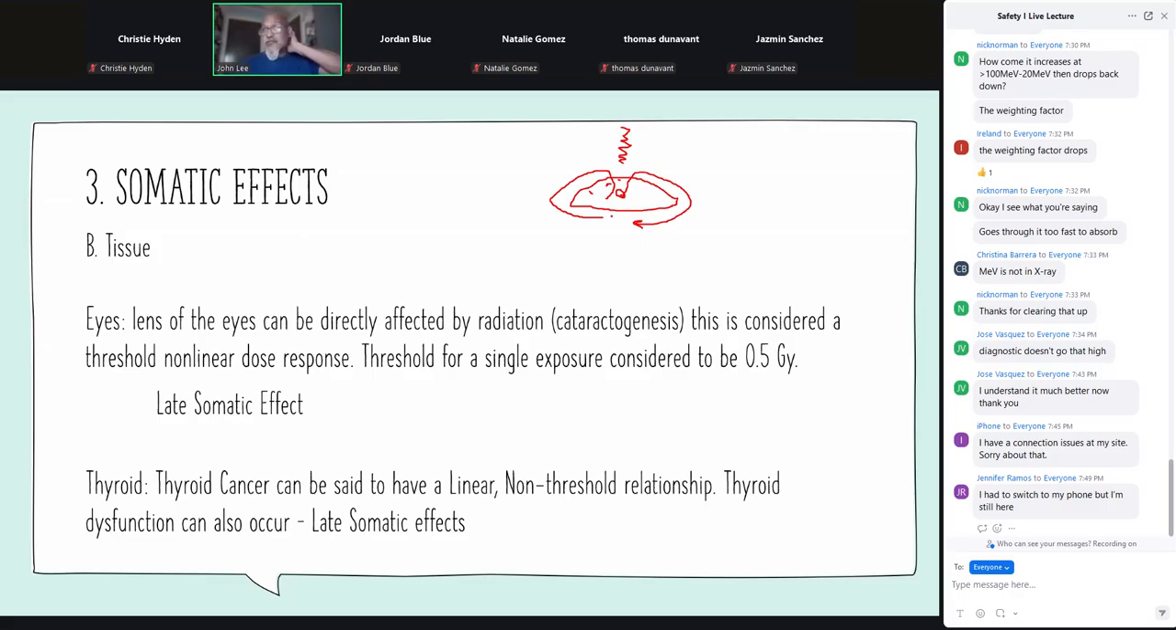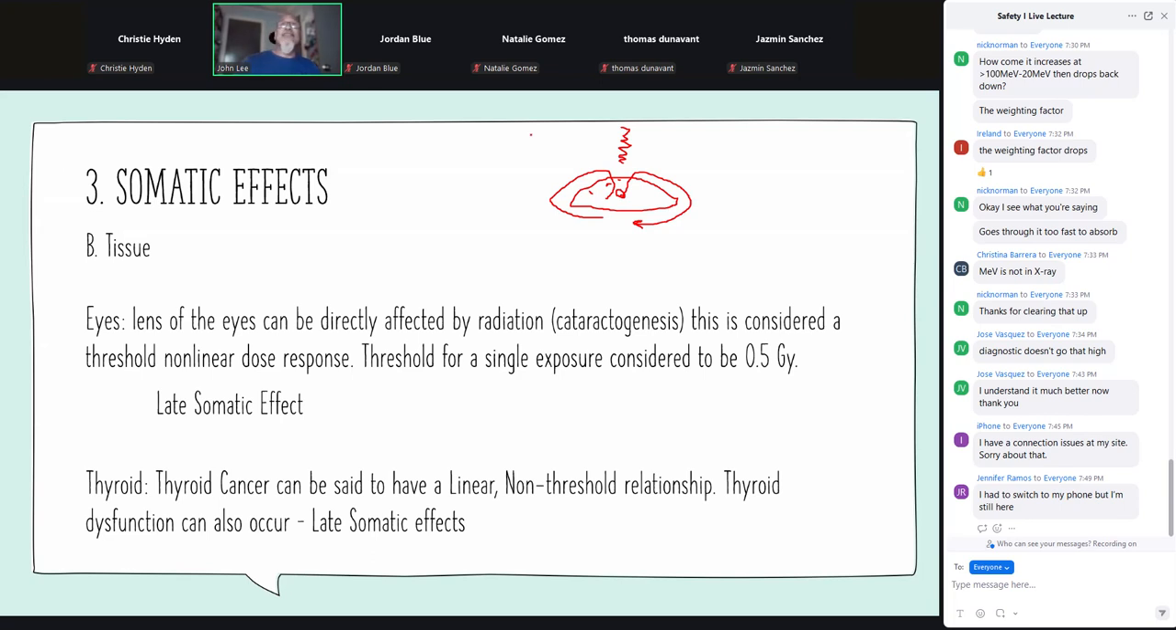I started x-ray school in 1991. So, 33 years, 34 years in the field. My eye appointment last year was the first mention of cataract formation on the lenses of my eyes. So again, late somatic effect.